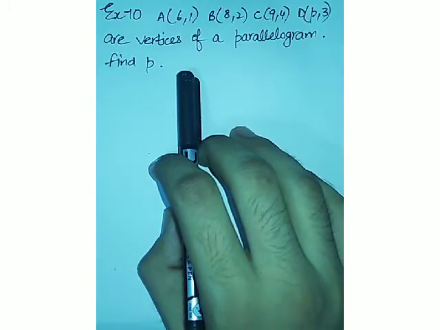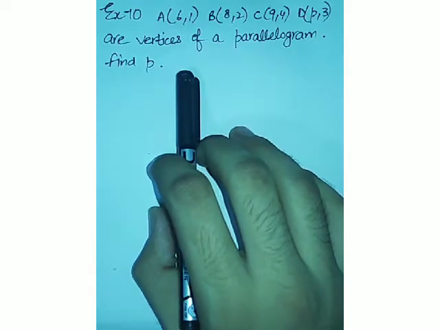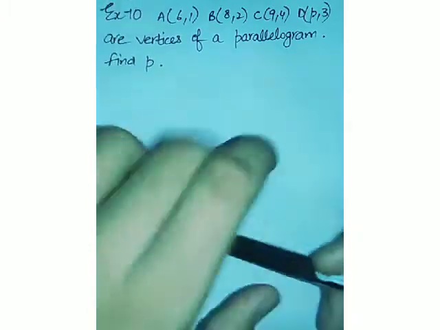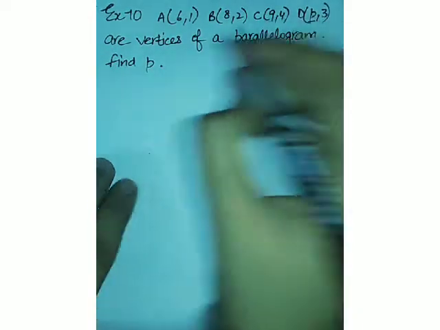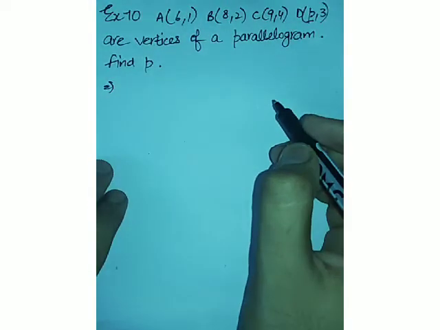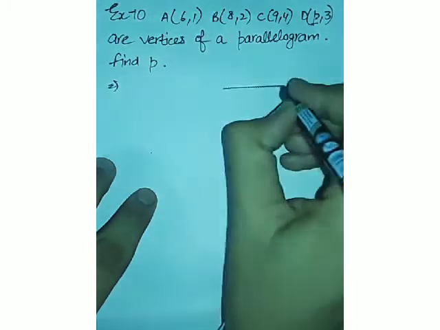This is our last example of exercise 7.2. In this example, 4 coordinates are given: A, B, C and D. All right, and these coordinates are given to be vertices of a parallelogram. We have to find the value of p, that is unknown. Firstly, let's draw a parallelogram and mark the vertices. What will we get?